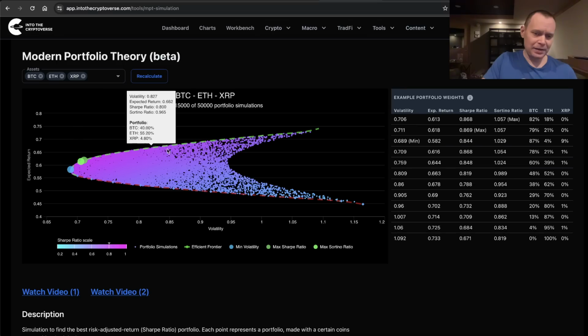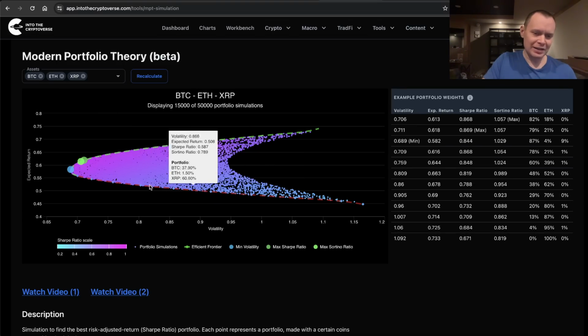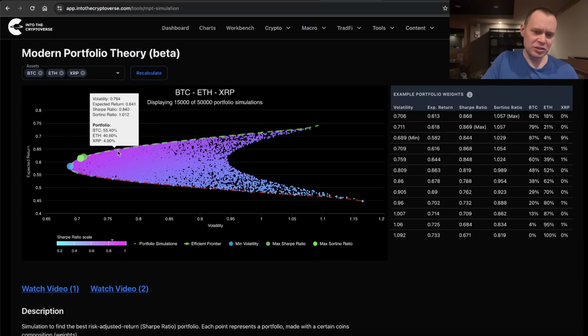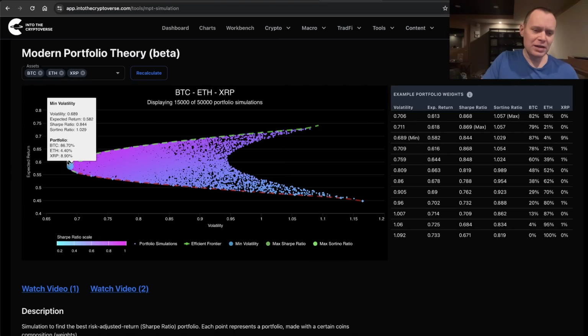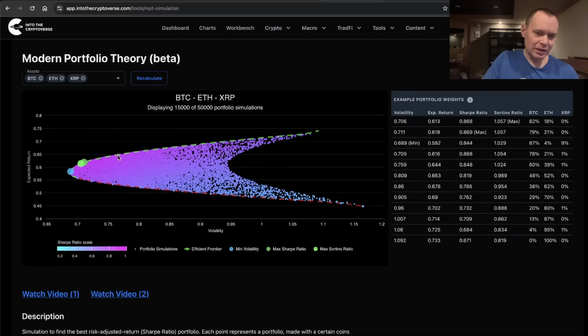This green line up here is the efficient frontier. You could even think of the red line down here as the inefficient frontier, although I don't think they actually call it that. But the green line is the efficient frontier. So let's say you want your expected return to be 65% annualized. Then you're going to want to come across the screen right here and find this portfolio, right? So that would be 57% Bitcoin, 41% ETH, 4% XRP.